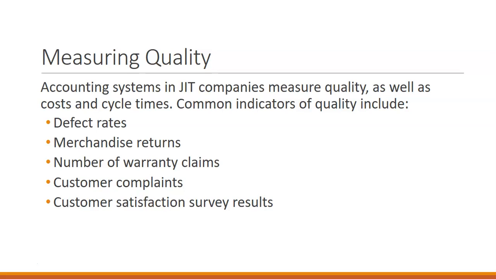The next thing that we cover in chapter 19 is measuring quality. Especially in accounting systems and just-in-time companies, we measure quality as well as costs and cycle times. Common indicators of quality include: what are our defect rates? How often is merchandise being returned as defective? How many warranty complaints are we receiving? Do we have customer complaints? And what are our customer satisfaction results from surveys?